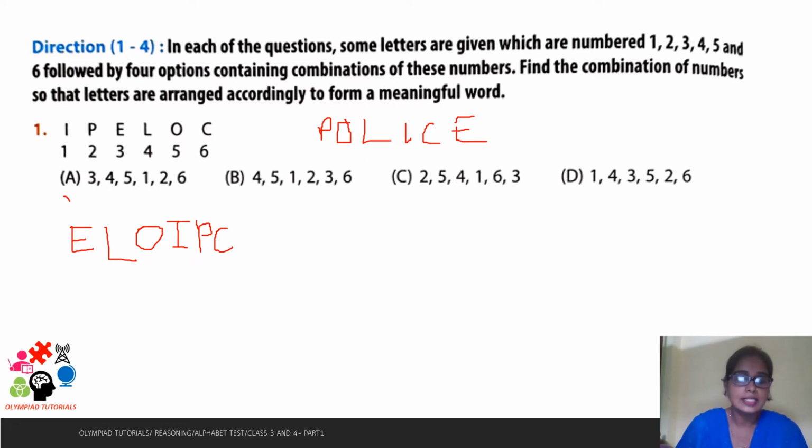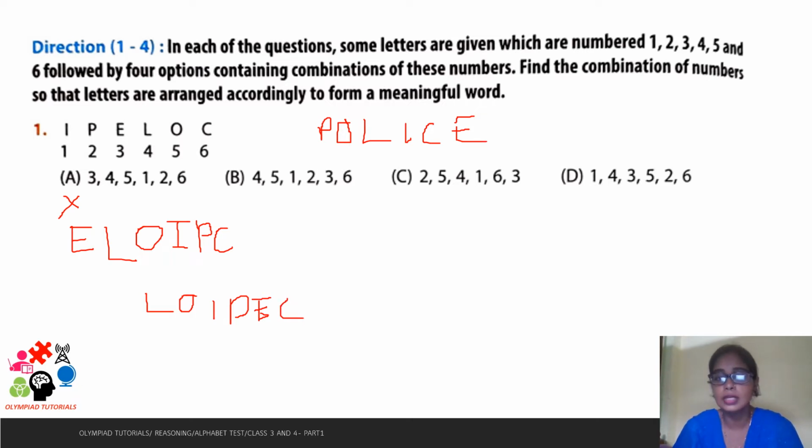So this word, it isn't a meaningful word. So we cannot consider the option number 1. Now let's move on to option number B. So what is the first letter? Will be 4. 4 means L. Then 5 means O. 1 means I. 2 means P. 3 is E. And 6 is C. Even this is not a meaningful word.